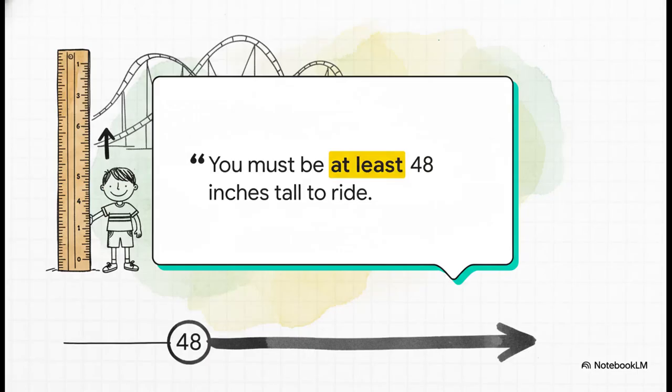You've totally seen signs like this, right? At an amusement park or something. It doesn't mean you have to be exactly 48 inches tall. Nope. It means you can be 48 inches, or 49, or 55, or even 72 inches tall. This whole idea is the world of greater than or equal to, and it's the perfect example of why just one single number doesn't always tell the full story.